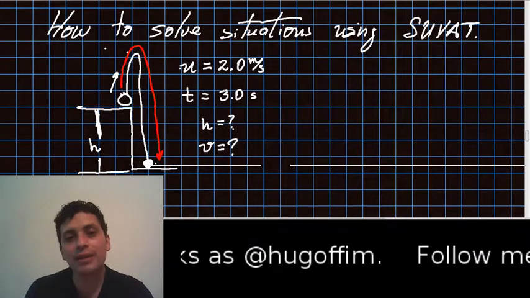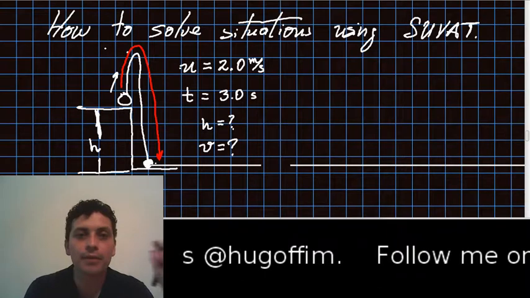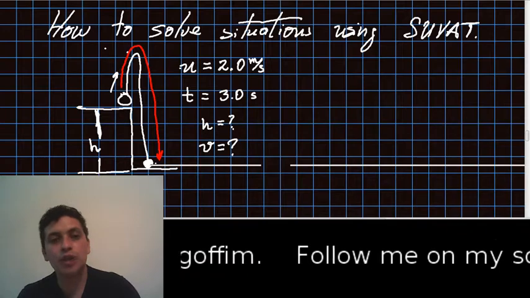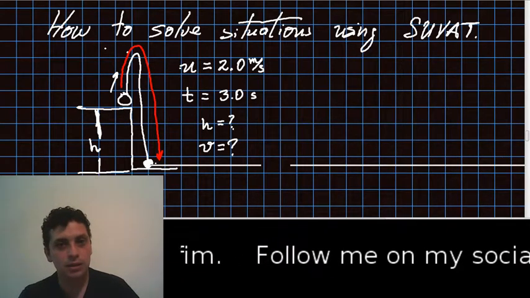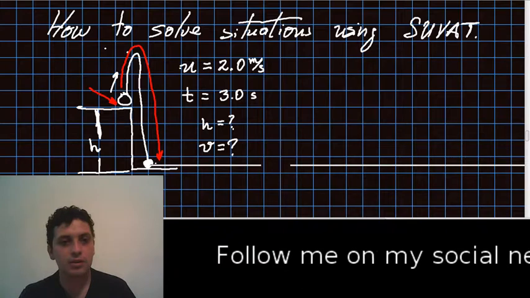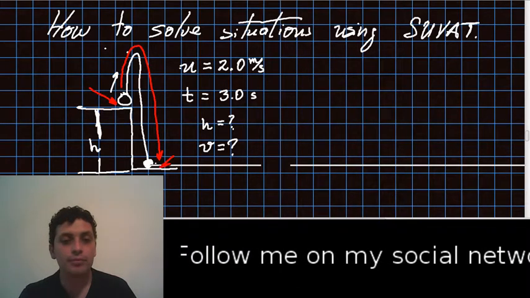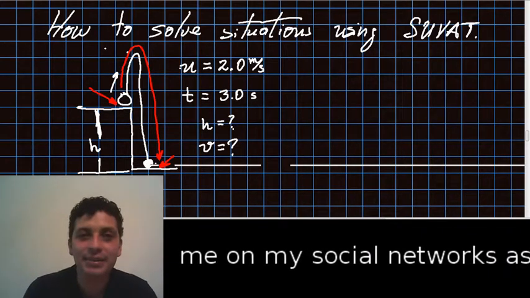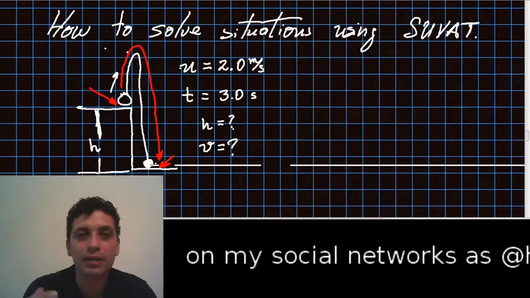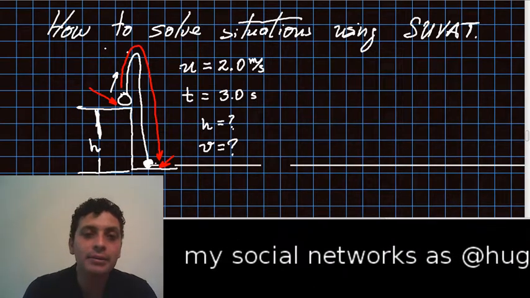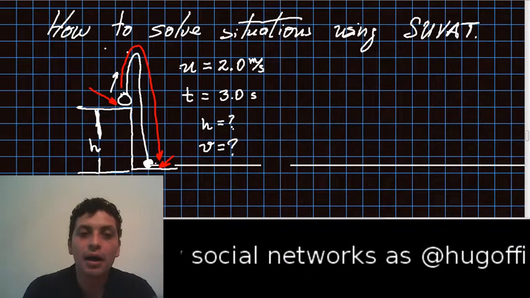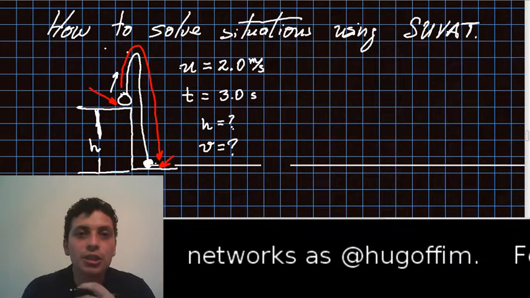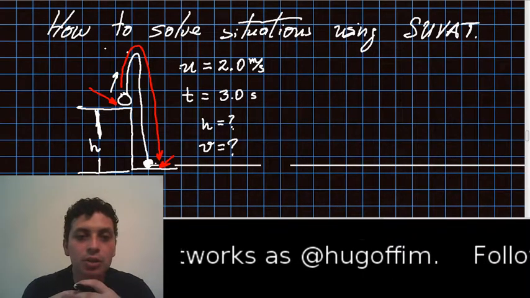With a stopwatch I measure that the ball takes 3 seconds to go from this point, the point from which I am throwing, to the floor. So it takes 3 seconds. And my question is, what is the height of the building or the place from which I send the ball, and what is the velocity that the ball has when it reaches the floor, when it reaches the ground.